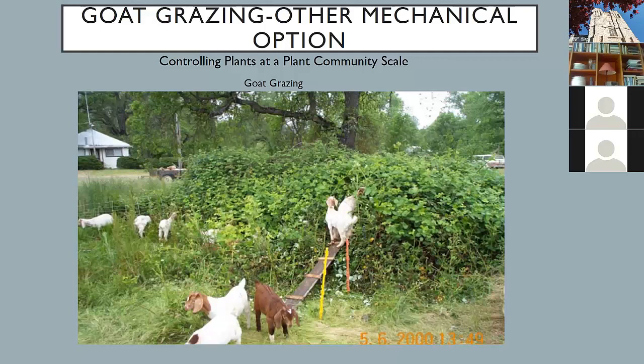There are different factors. They graze depending on the breed of goat and how hungry they are. They'll go for Japanese honeysuckle and multiflora rose first in a given situation because they're high in protein plants. And goats don't eat the plant roots, so resprouts of the woody plants they graze are likely.